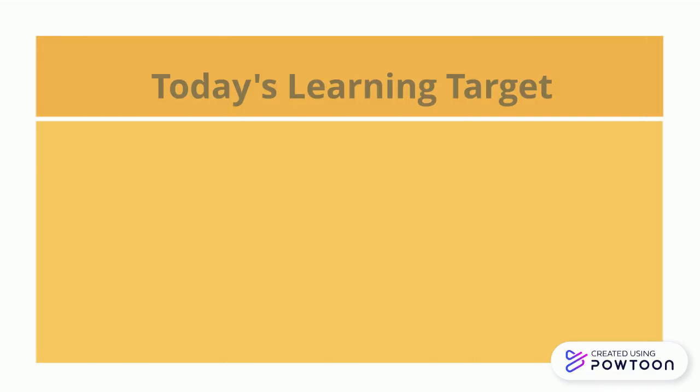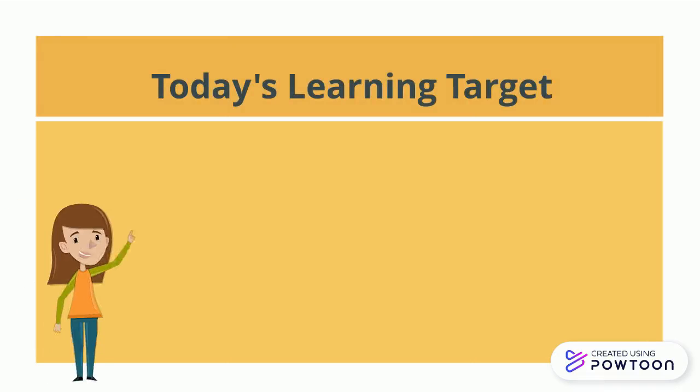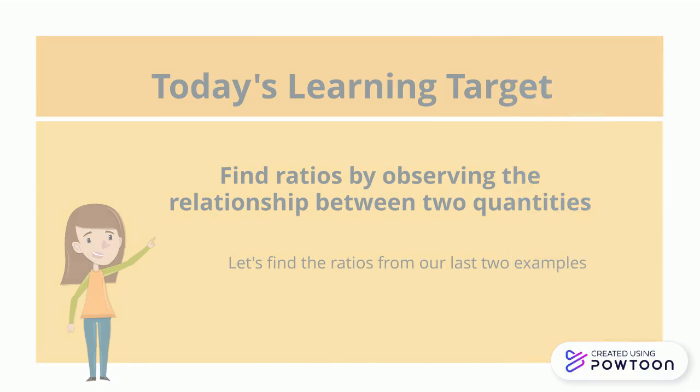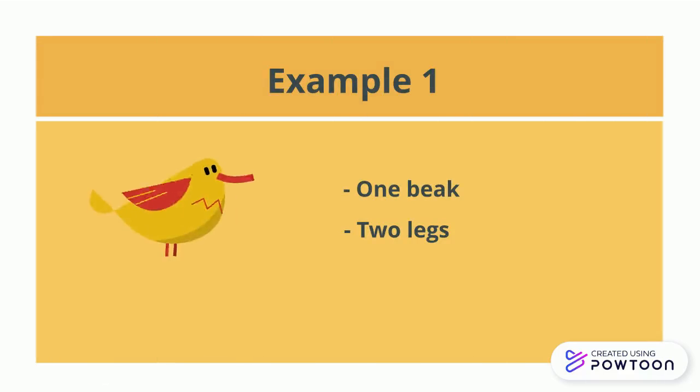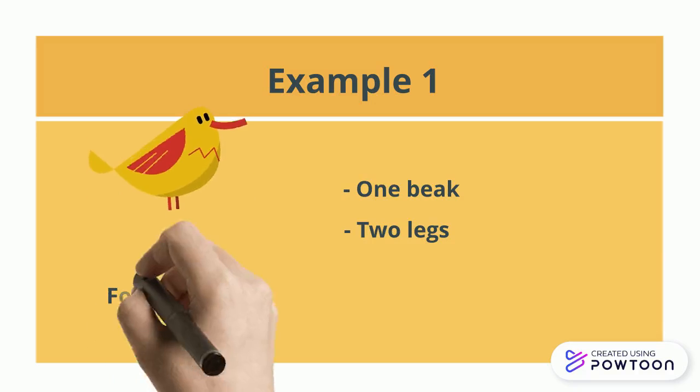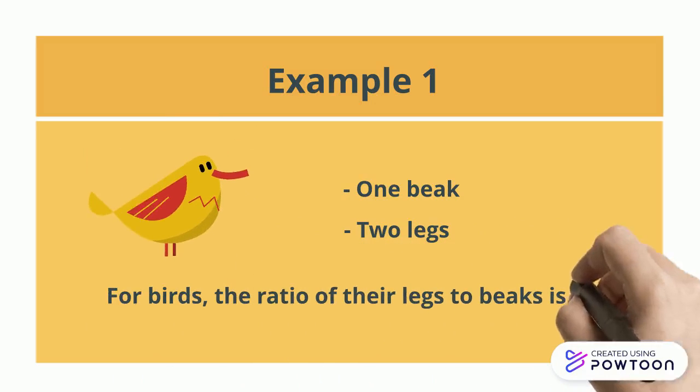So today's learning target is to find ratios by observing the relationship between two quantities. So let's find the ratios from our last two examples that we just talked about. Let's go back to our first example of the bird. We observed the relationship that each bird has one beak and two legs. That means for birds, the ratio of their legs to beaks is 2 to 1.